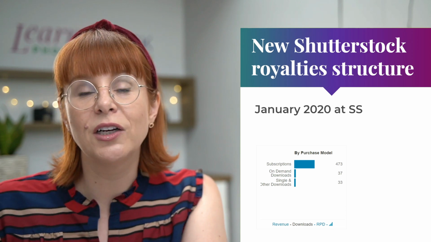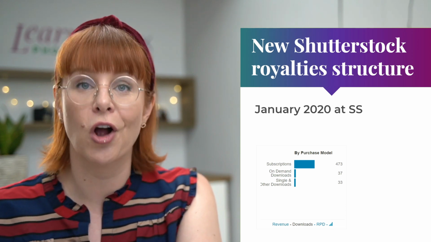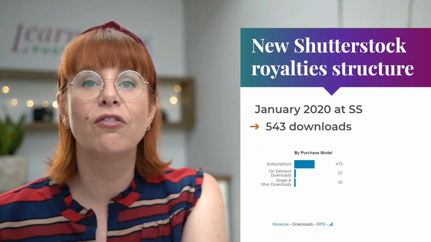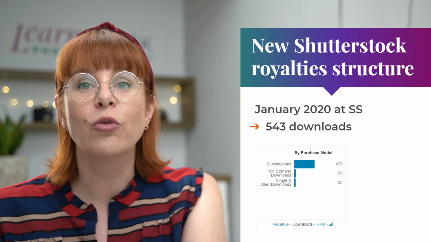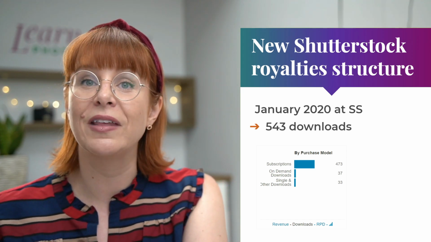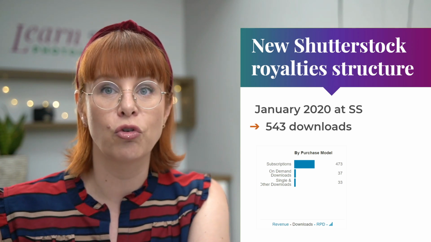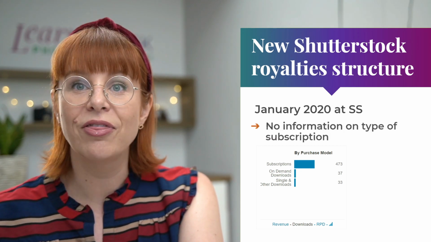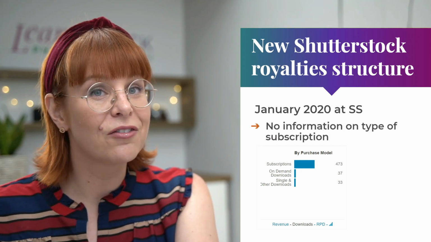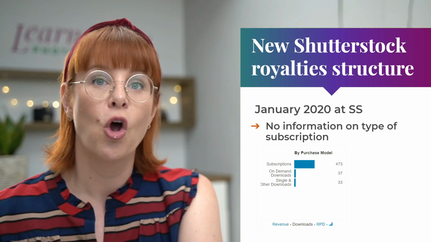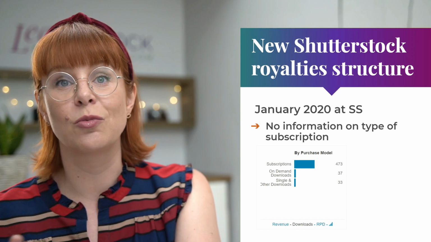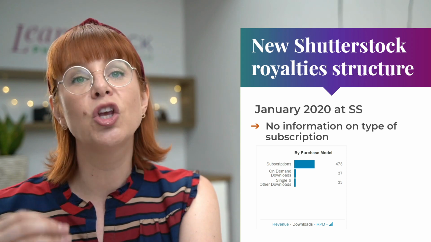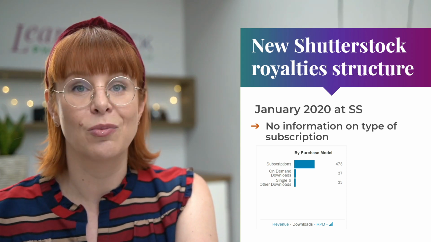Now here, let's have a look at some of my numbers that I've taken from Stock Performer from my portfolio. In January 2020 at Shutterstock, I had 443 downloads. So here are the numbers based on the amount of downloads, not the revenue. As you can see, subscription really is the biggest earner. But the one thing to pay attention to is that we only have the information that it's a subscription-based purchase, and we don't have the information on whether it's a subscription of 10 images a month or 750 images a month. And that plays a huge factor in the royalty, as we've seen previously.